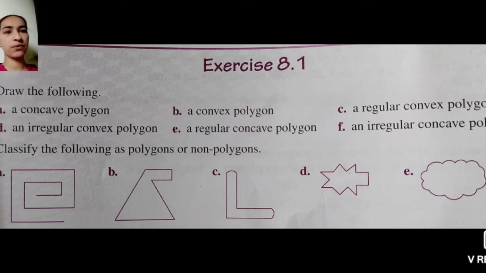Third is a closed figure but it is not a polygon. Why? Because it is not made up of line segments. There is a curve shape. You can see, so it is not a polygon.